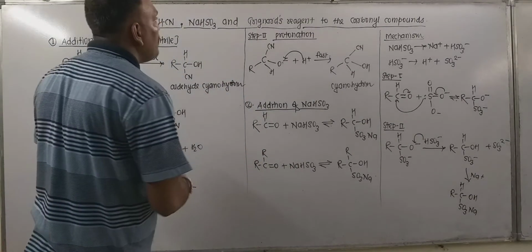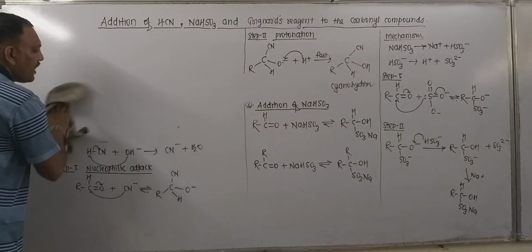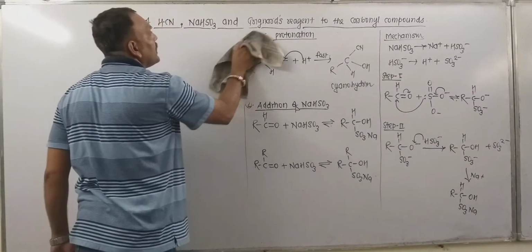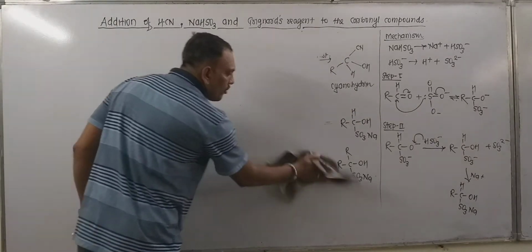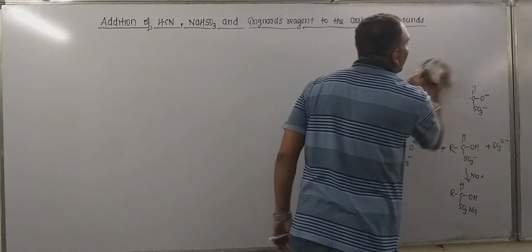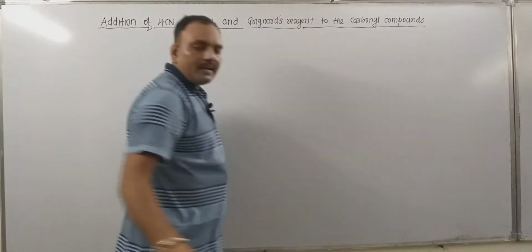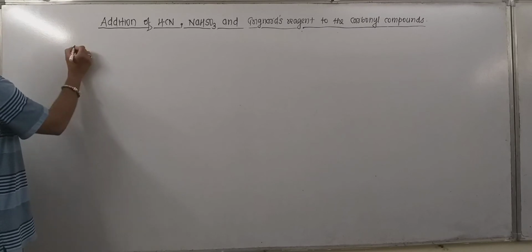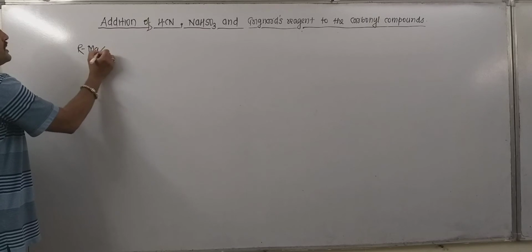Now the third very important thing is the addition of Grignard's reagent. Now remember, when Grignard's reagent is treated with formaldehyde, then primary alcohols are expected. When aldehydes other than formaldehyde are treated with Grignard's reagent, then secondary alcohols are obtained, whereas ketones give tertiary alcohols with Grignard's reagent. So first of all, Grignard's reagent is represented as RMgX.